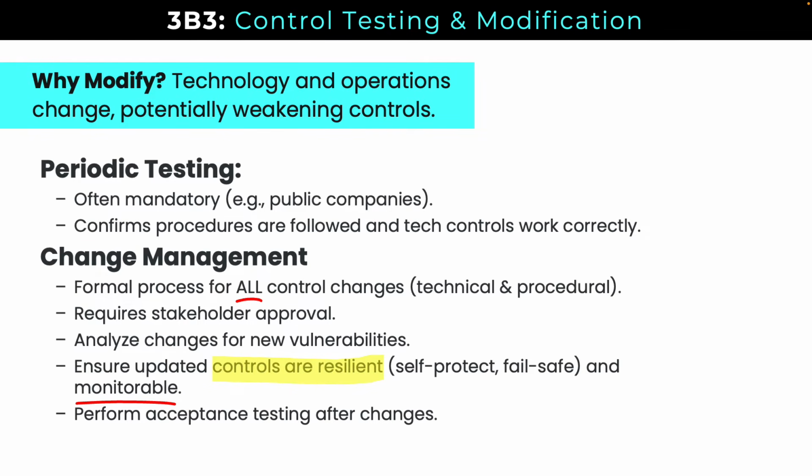And we want to perform acceptance testing after changes. So when we put a new security control in place, we'd certainly want to allow for a fresh round of QA and user acceptance testing on applications to make sure that we're not impacting the business in any unexpected way.